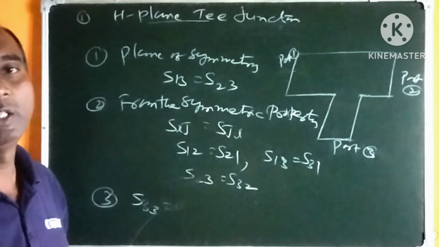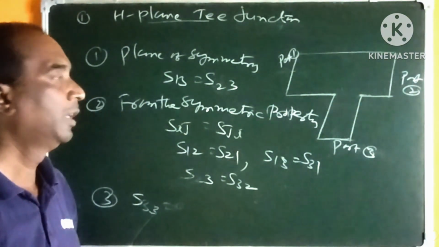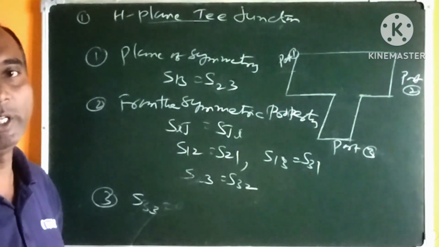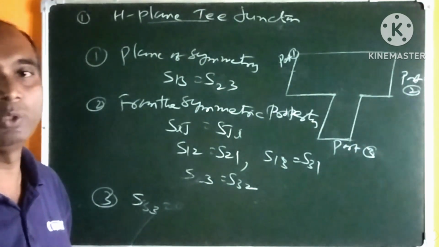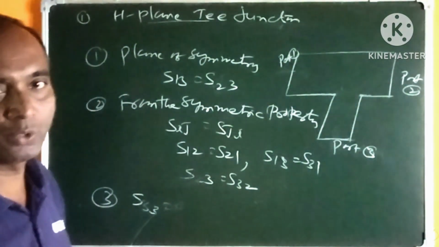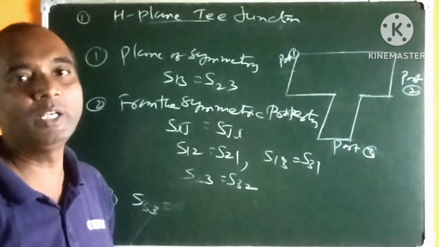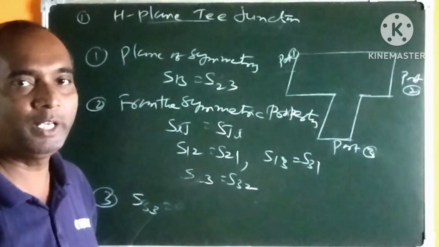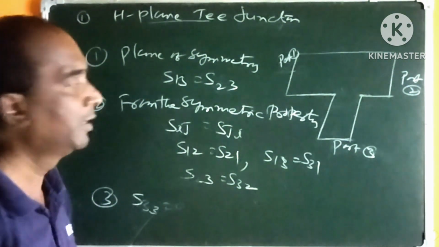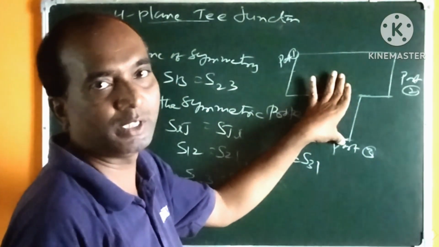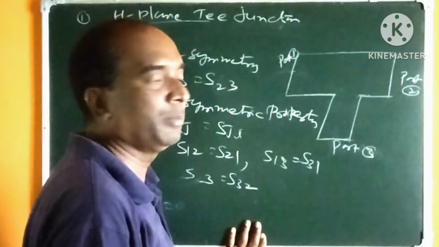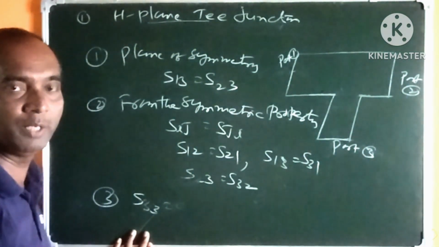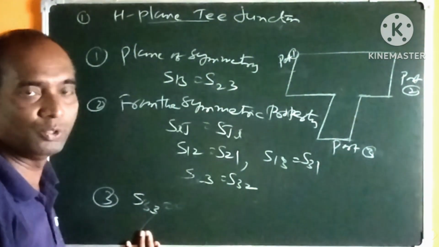So, let's see the H plane T junction, a 3-port junction device. It has a matrix of order 3 by 3, represented with S11, S12, S13, S21, S22, S23, S31, S32 and S33. Let us consider the H plane T junction. It has the symmetric property. Due to the plane of symmetry, S13 equal to S23.